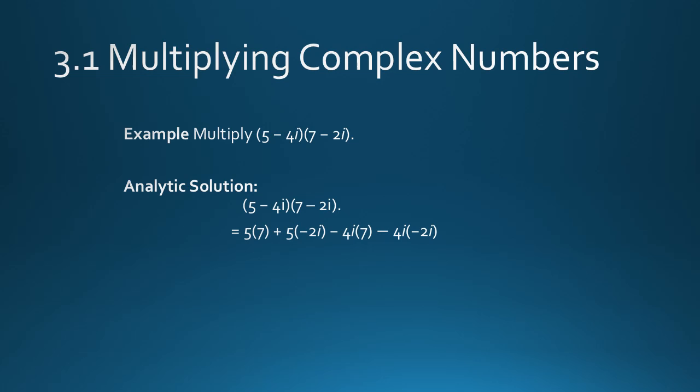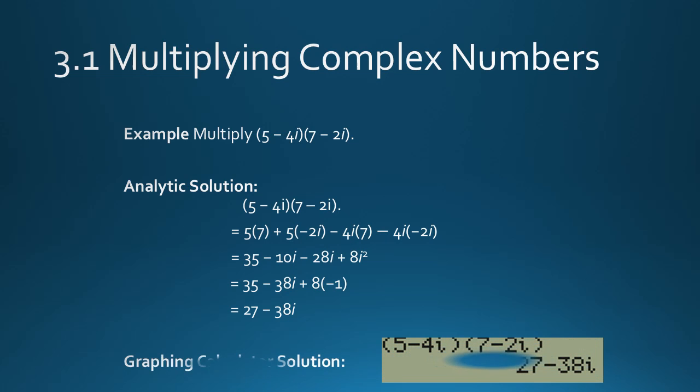Okay, here you see we have used FOIL. 5 times 7, 5 times negative 2i, negative 4i times 7, and negative 4i times negative 2i. That gives us 35 minus 10i minus 28i plus 8i squared, which is 35 minus 38i plus 8 times negative 1, which gives us 27 minus 38i. And here it's done on the calculator, and you can see the same result.